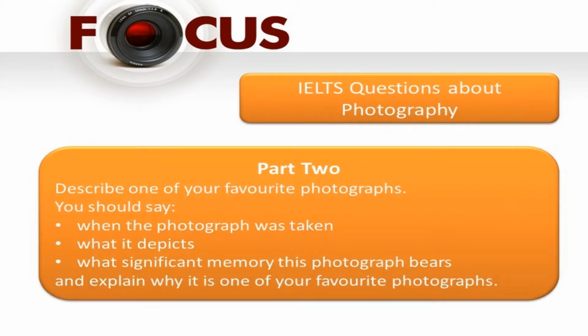For part 2, you will be given a cue card, and it will tell you to describe something. Here, it might say describe one of your favorite photographs, but remember, you should read the question carefully, or else it might have some specific meaning that you overlook. Could be describe a photograph that you have taken or someone else has taken. Of course, this would require a different answer.